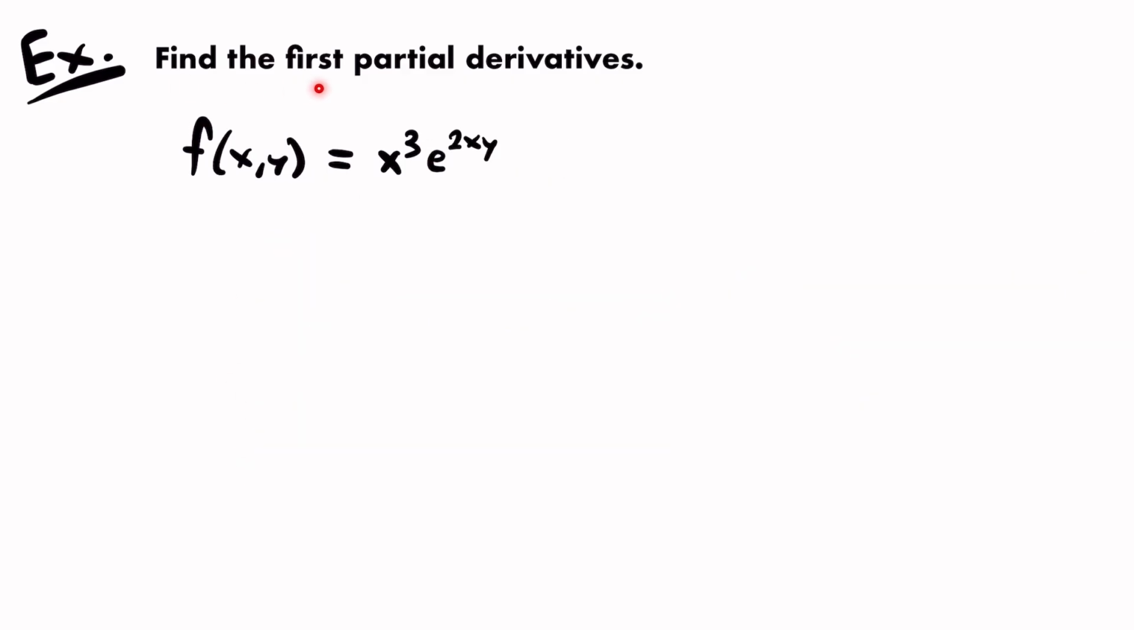Next up, we want to find the first partial derivatives of this multivariable function, f of xy is equal to x³ times e to the power of 2xy.